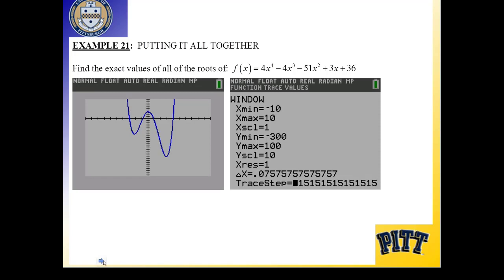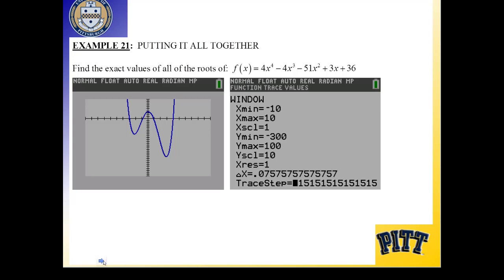And so what I'm going to do is first graph this thing. Here's what the graph would look like on the TI-84, a more modern version of the TI-84 that I'm referring to here. Basically, I typed in y equals 4x to the fourth minus 4x cubed minus 51x squared plus 3x plus 36, which you see up there. I just don't have a window where I showed it. That's what I typed in.